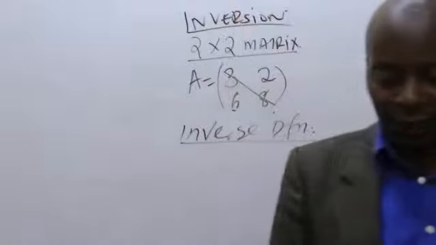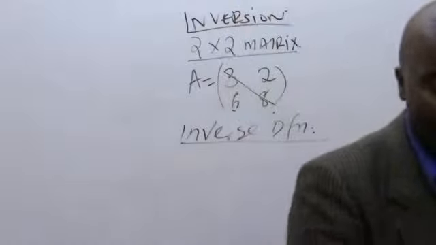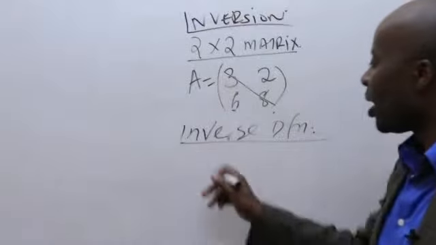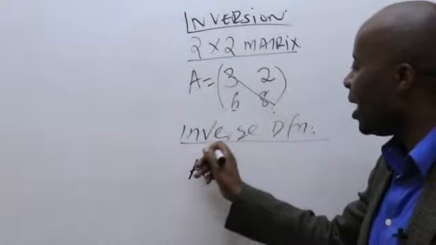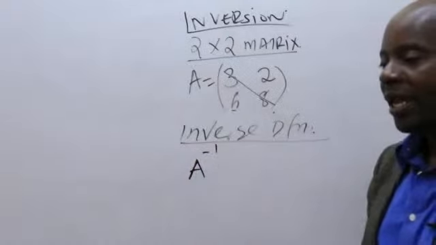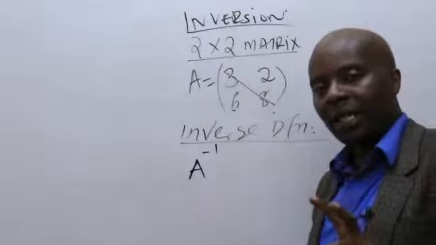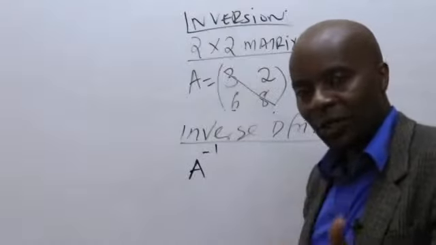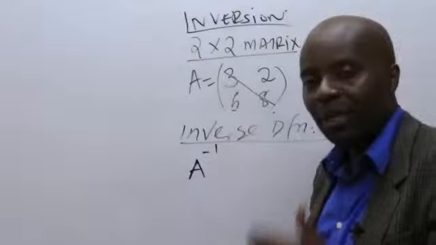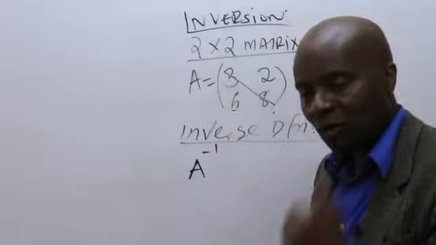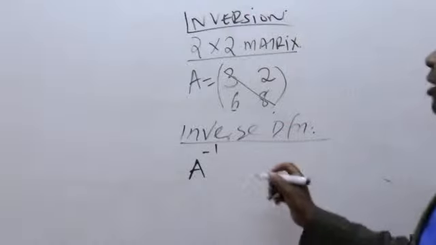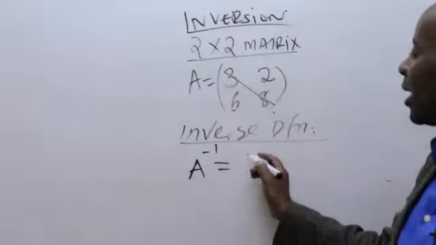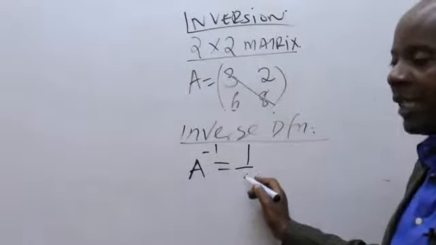The inverse definition, what do we have over here? We normally write it like this, A raised to minus 1. Whenever you see a letter A raised to minus 1, that's the inverse of A, or B raised to minus 1, that will be the inverse of B. So the inverse of A here will be equal to 1 over the determinant.